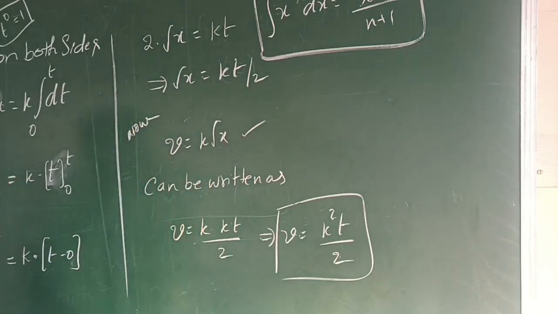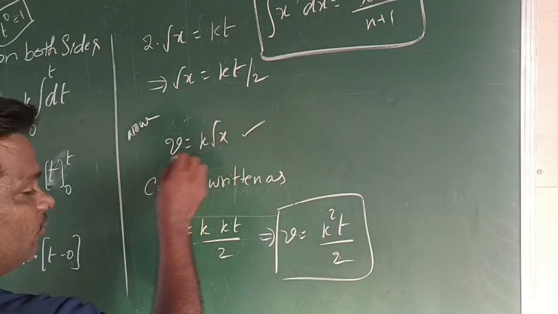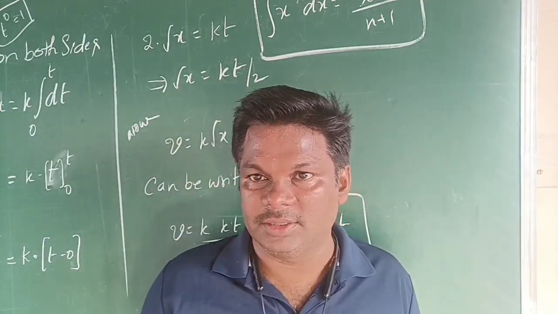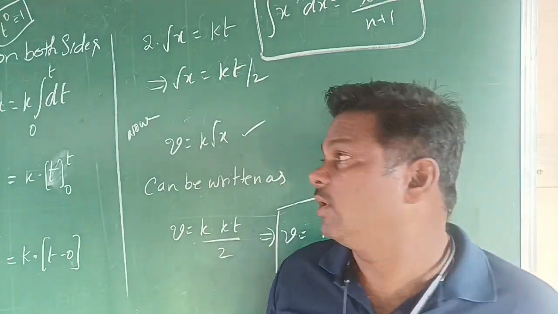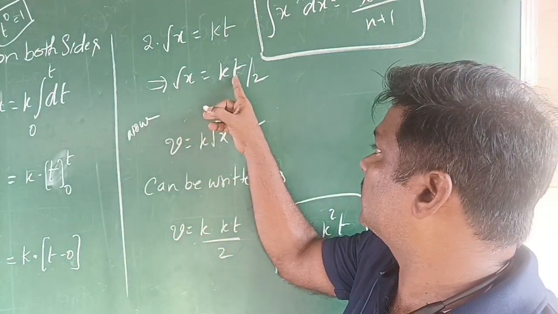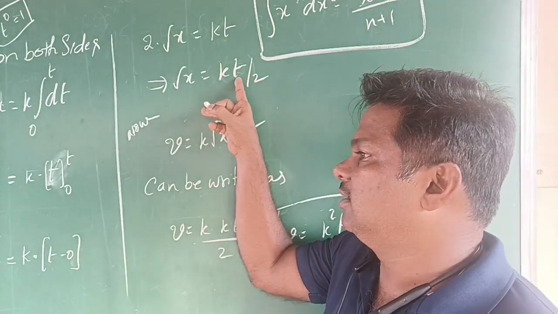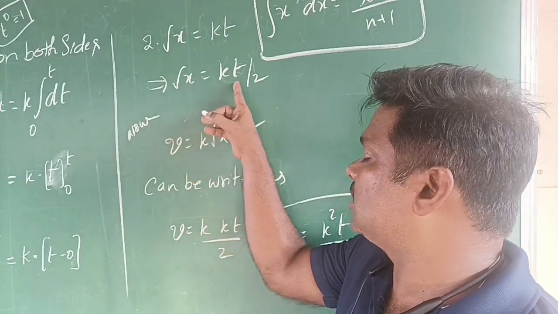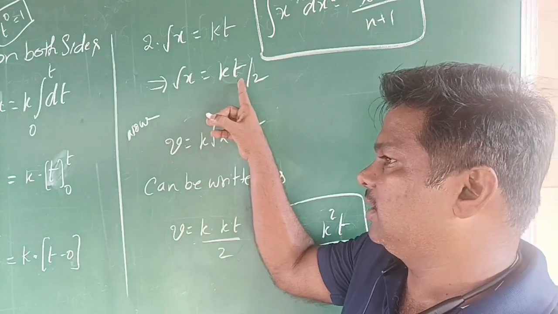In our first problem, given v is equal to k into root x. Now from these calculations and simplifications, what did we get? We got the value of root x in terms of t. We got a relation between displacement and time.